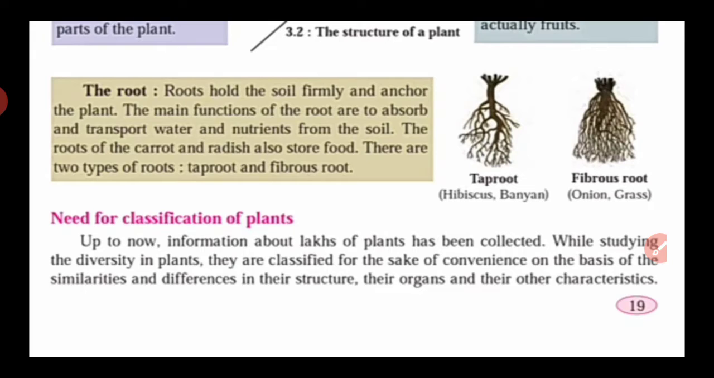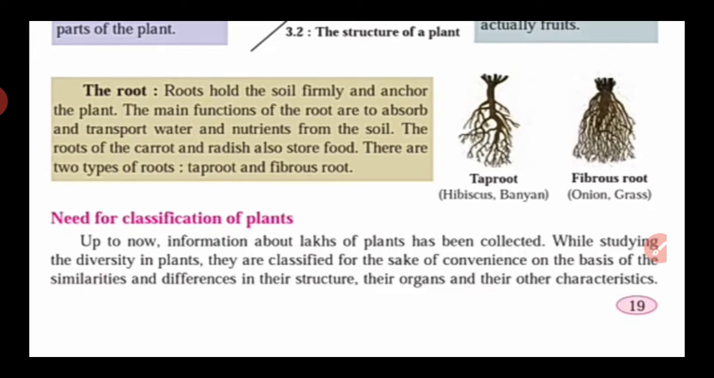So why is there a need for the classification of these plants? Here we study how the plants are different from one another. Okay, there are a number of plants, and varieties of plants are also seen in the same plant. So why is the need for classification important?